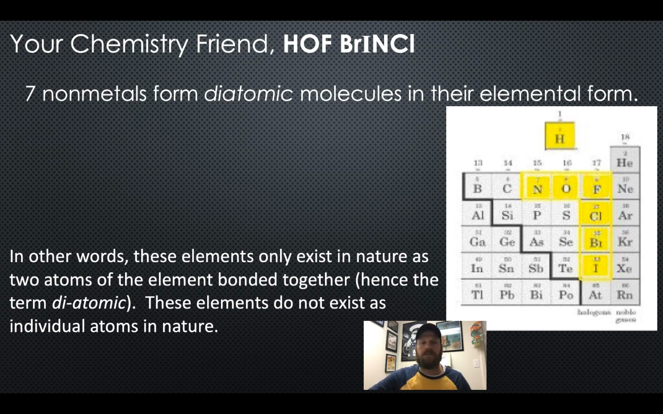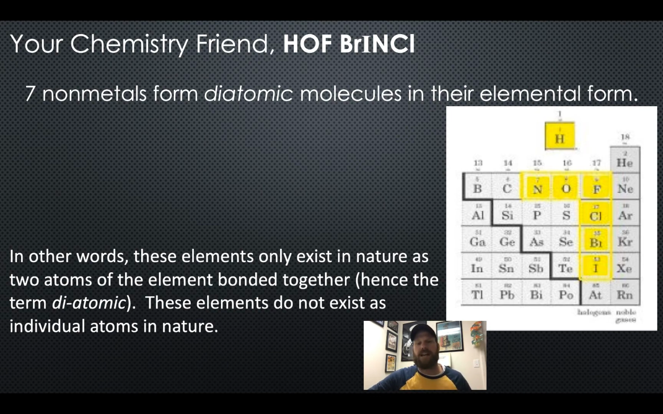Biv helps us remember the colors of visible light in order of increasing frequency or energy. Well, we also have a chemistry friend. His name is Hofbrinkel. He helps us remember the 7 nonmetals that exist in their natural form as diatomic molecules. On Earth, you will never find a lone atom of hydrogen, oxygen, fluorine, bromine, iodine, nitrogen, or chlorine.